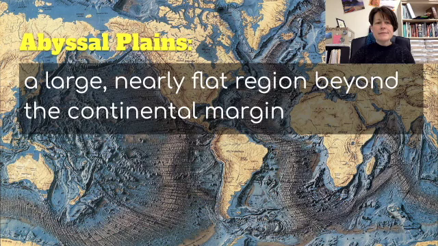Now, beyond the continental shelf, you can have what are called abyssal plains. And these are a large, nearly flat region beyond the continental margin. So, these areas down here are very flat. In fact, you could walk across them, and across their whole length, they might only be a difference of 1 meter in their height. Those are the abyssal plains.